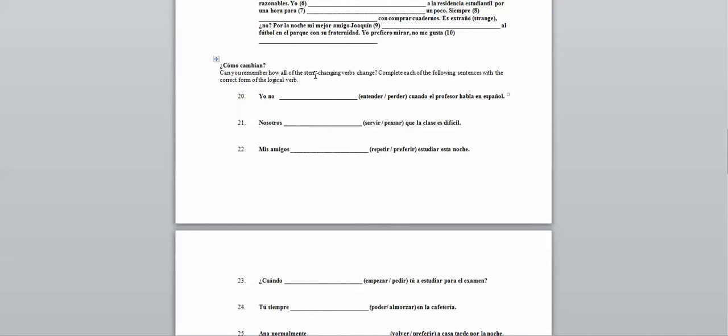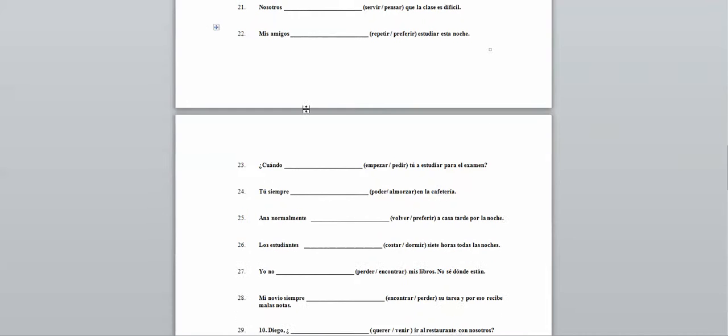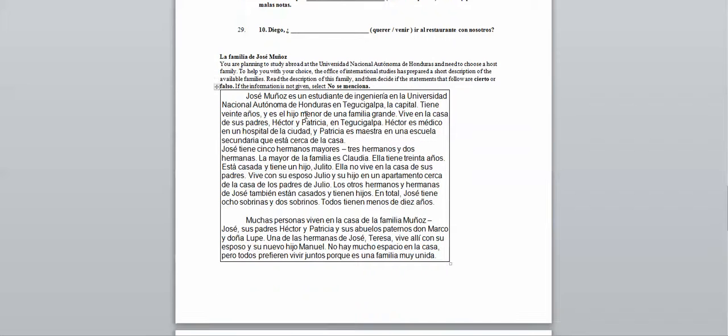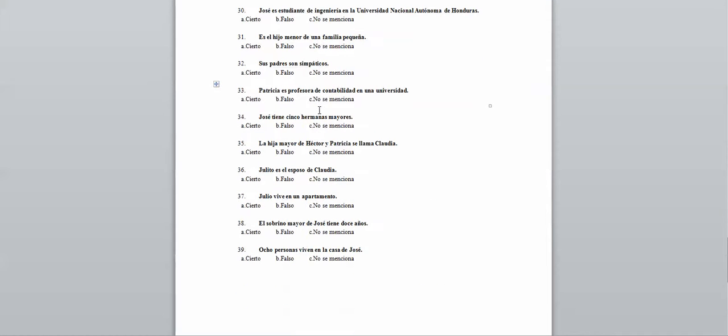So nosotros and vosotros are the only two subject pronouns that don't get a stem change with a stem changing verb when conjugated. Then you'll read this paragraph about La Familia de José Muñoz, and then there's statements that follow, and you'll decide whether they're true, false, or not mentioned based upon what you read in the paragraph above about La Familia de José Muñoz. And that is it.